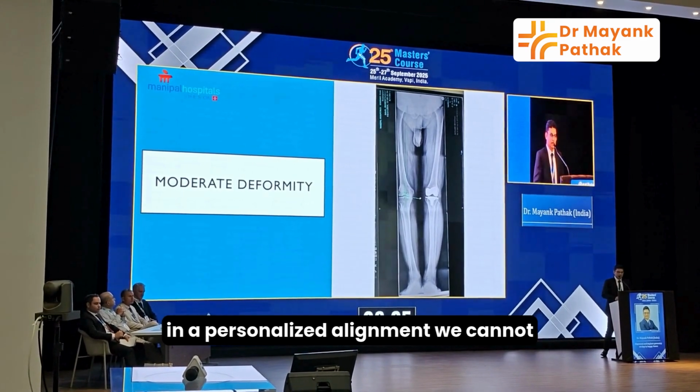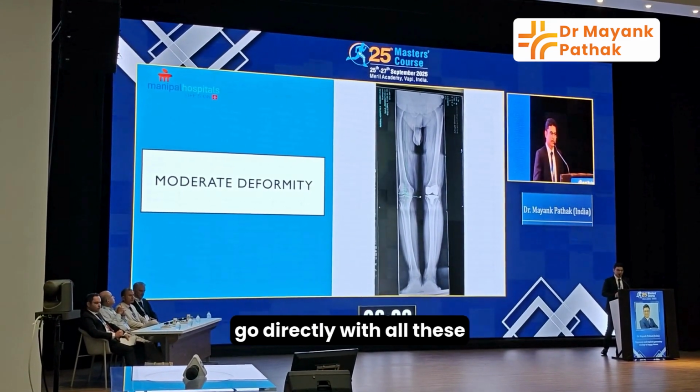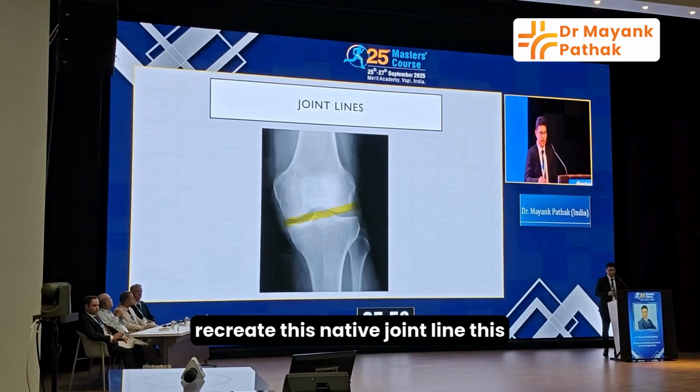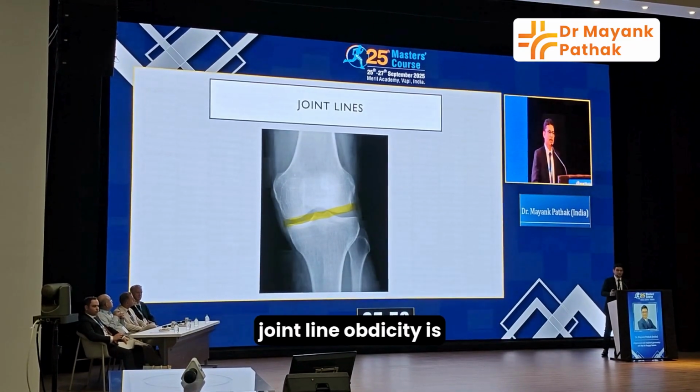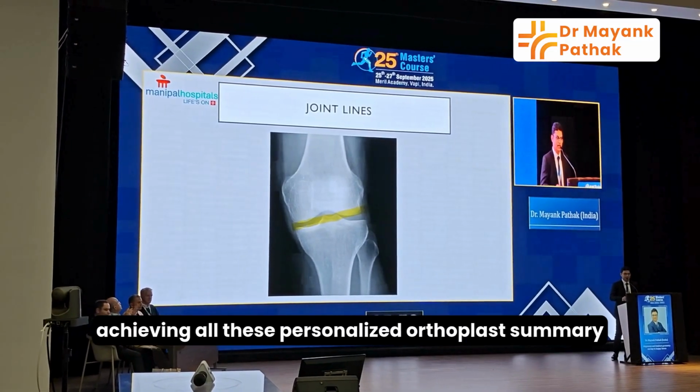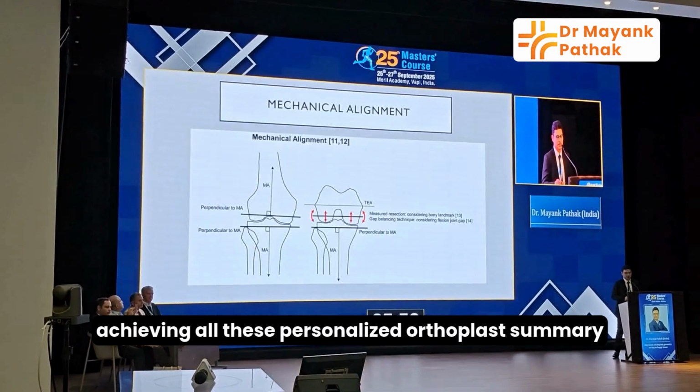Then in personalized alignment, we cannot go directly with all these. We have to recreate the native joint line. This joint line obliquity is the basic criterion in achieving all of these personalized arthroplasties.